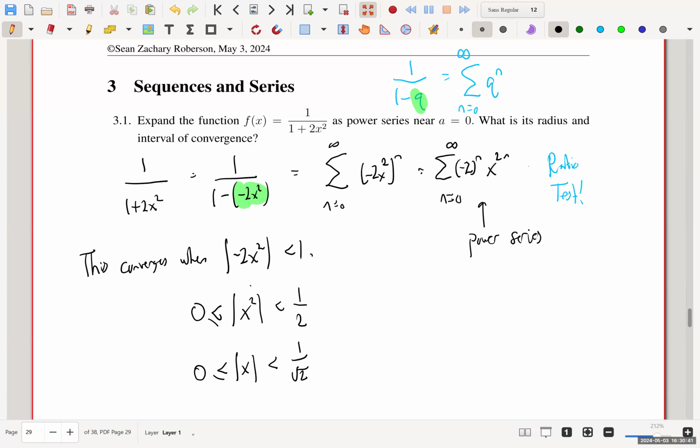But how do I check the other endpoints? How do I know that it converges on the other boundary points? We got to plug it in. So we check this by plugging into the series.